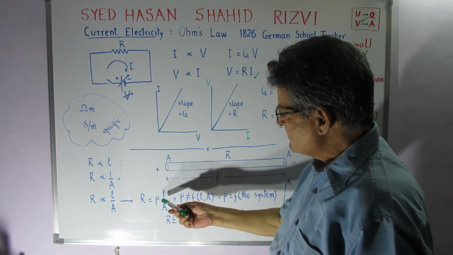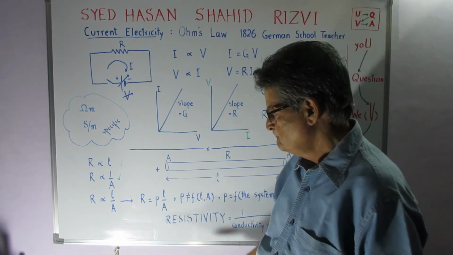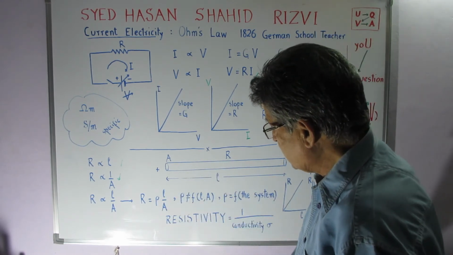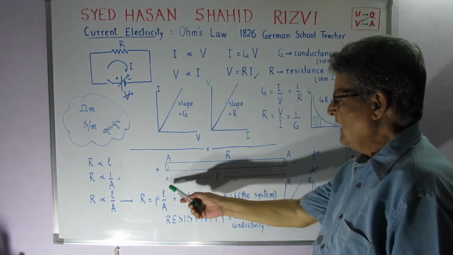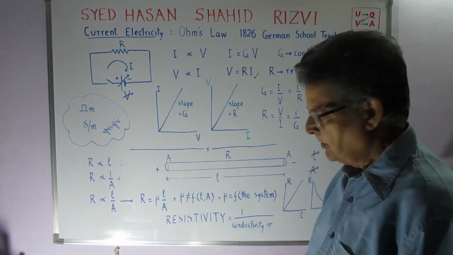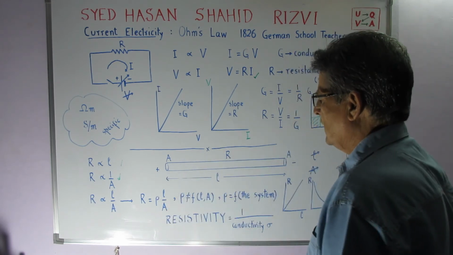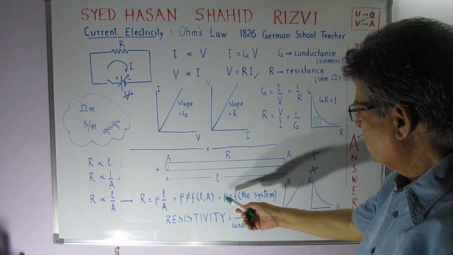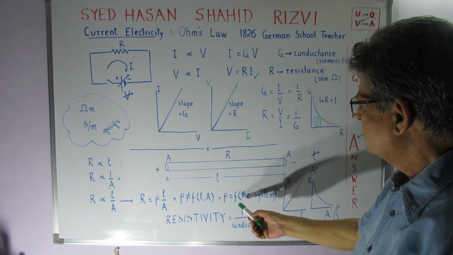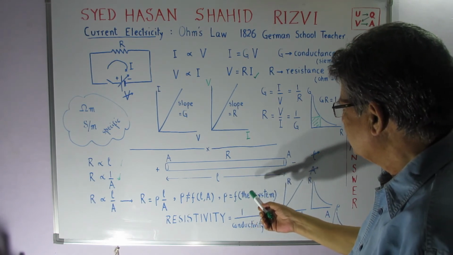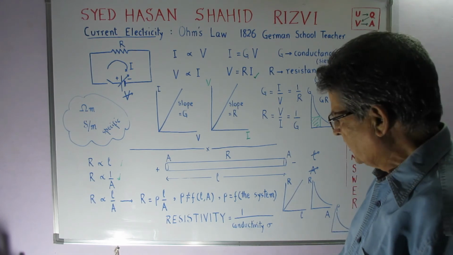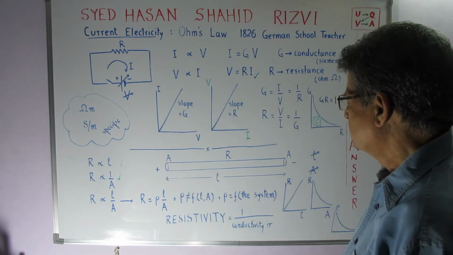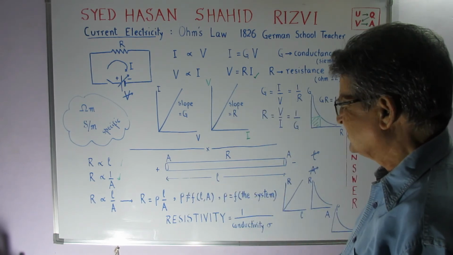Therefore R is equal to some constant times L upon A. This constant will not be a function of L and will not be a function of A. Also not a function of R, because R is also variable. Then the question is, what will it be a function of? It will be a function of the system, those things which have not been defined. L and A are defined variables of this system, and other things are in the system.